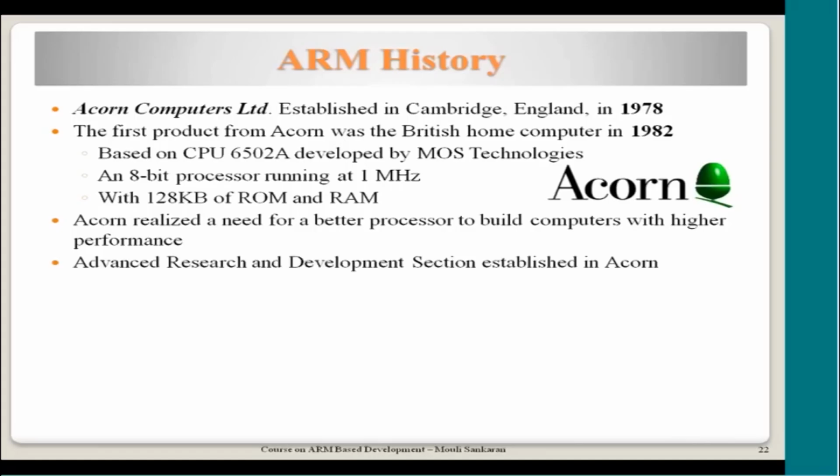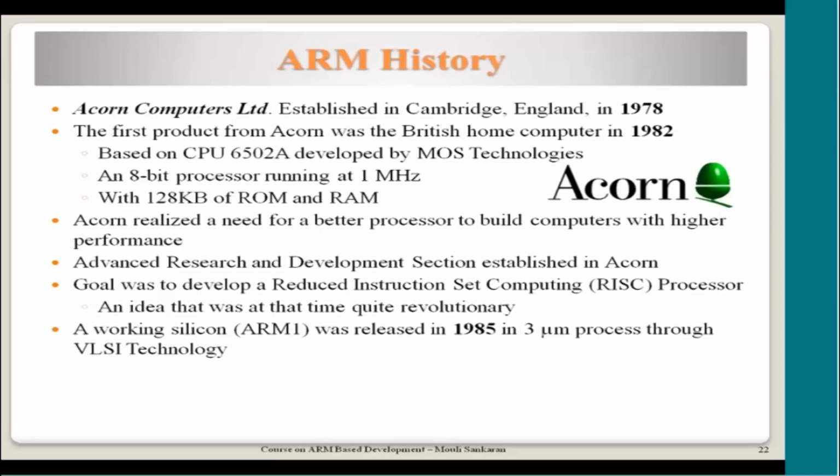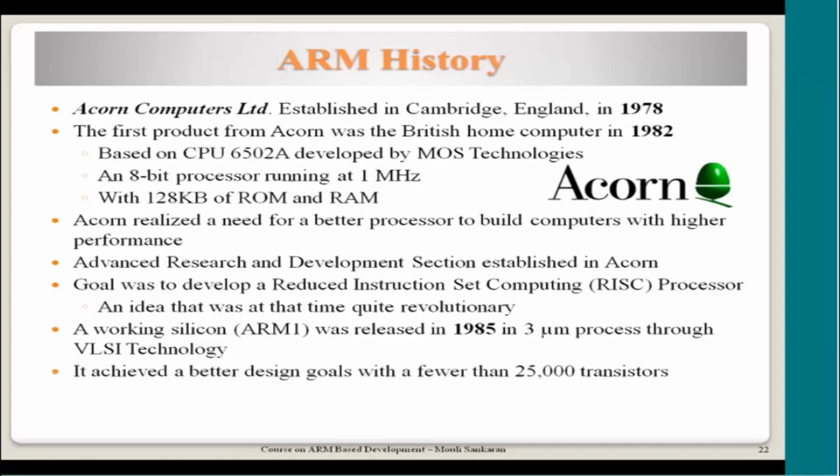So Acorn Computer decided to set up an advanced research and development session specifically to work on RISC-based systems, because during that time RISC was in the research institutes. They were debating why not deviate from the CISC way of implementing processors to a RISC where you simplify the processor architecture and increase the performance. It was a revolutionary idea at that time, and Acorn took it on, and it was successful in coming up with the first processor in 1985, built with just 25,000 transistors, and that was the first commercial RISC implementation, which really revolutionized the computer architecture arena.